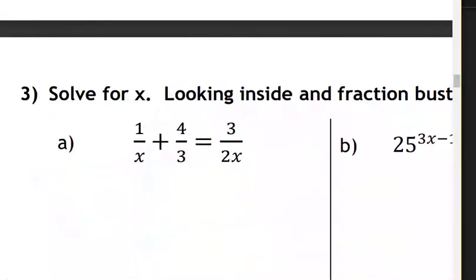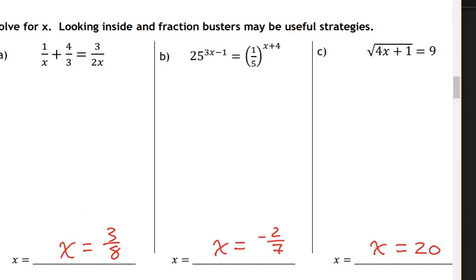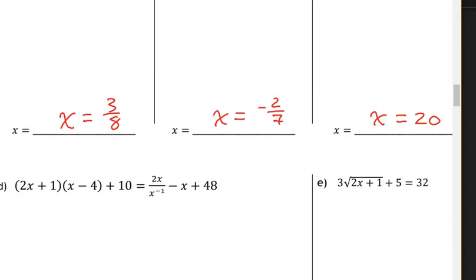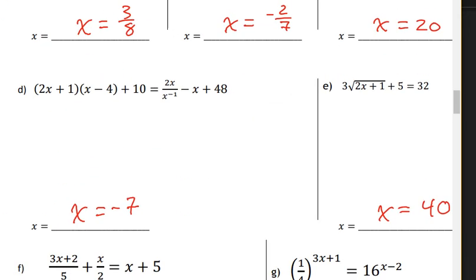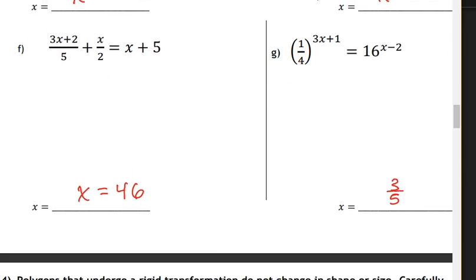Moving on to page 3. These were definitely more robust techniques. X was 3/8 for A. For B, it was -2/7, and for C, it was 20. For D, x was -7. For E, x was 40. For F, x was 46, and for G, x was 3/5.